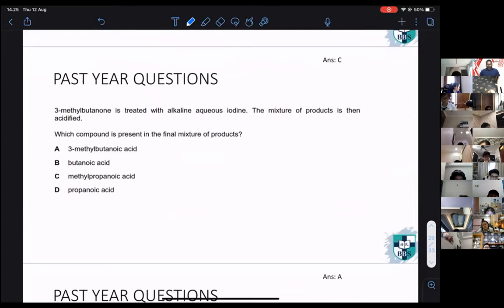3-methylbutanone is treated with alkaline aqueous iodine. Let's draw. Butanone means the double bond must be here, or it can be over here. Some students think, why must it be there? It doesn't matter. If you put it over here, it's still butanone. When you put it there, automatically this is carbon number one, carbon number two, and carbon number three, so CH3. I put it over there.